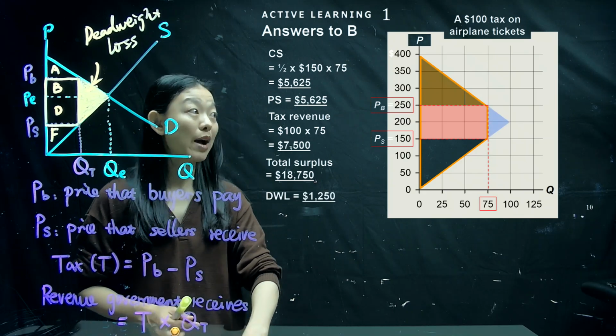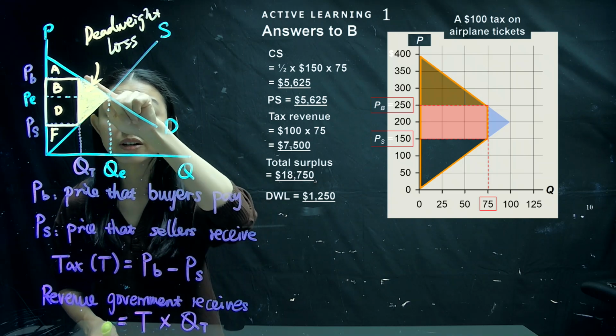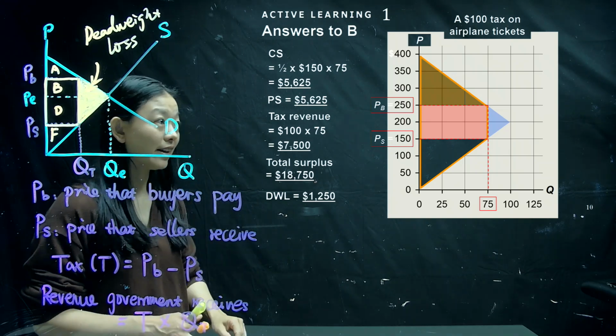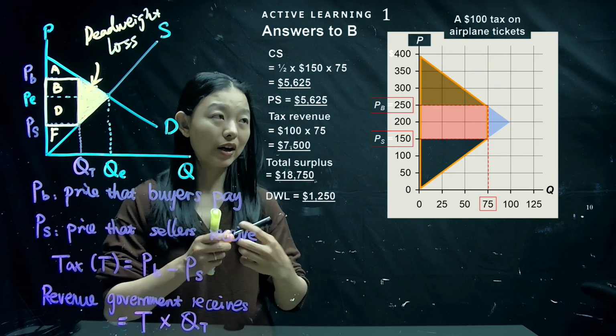Therefore, you can compute the deadweight loss, which will be showing on this graph, the small triangle here, and that part will equal 1,250. How can you get this part?